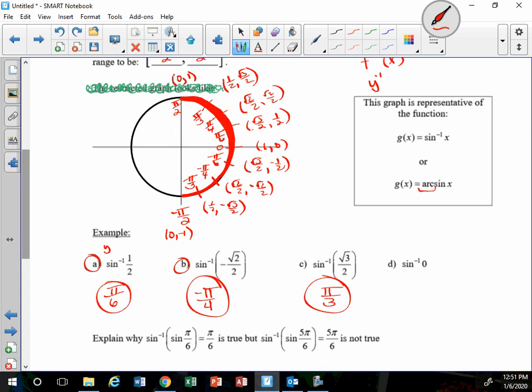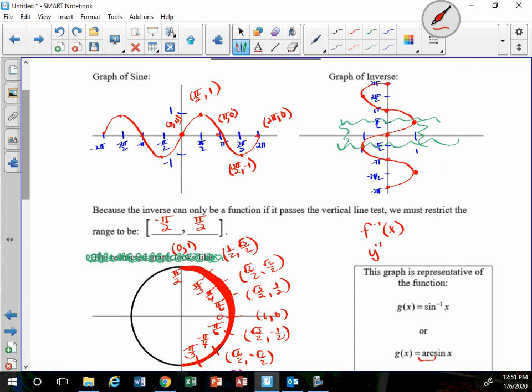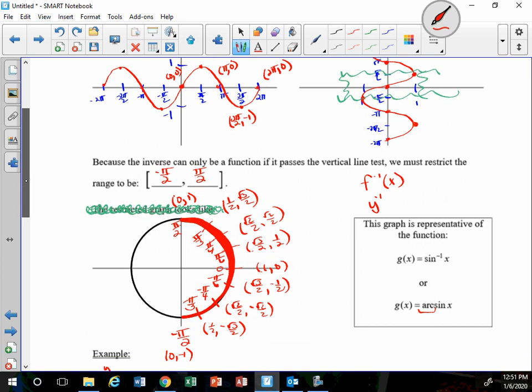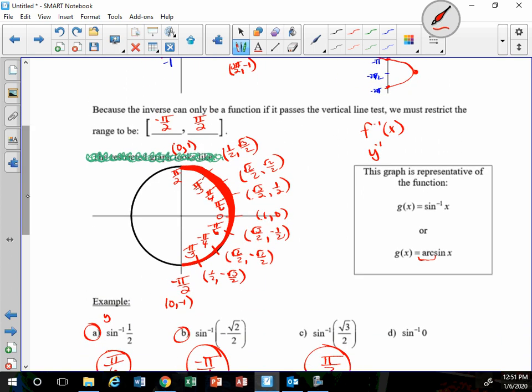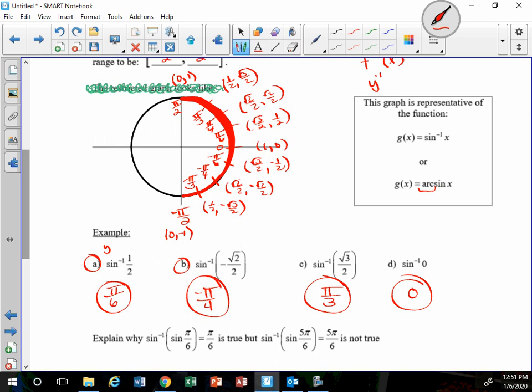And then D, inverse sine of 0. Where's your y value 0? Where is y 0? Okay, is 2 pi in this interval? Yes, I know they're in the same spot, they're coterminal angles, but you have to give the one that's actually in the restricted part there, okay? All right, questions so far?